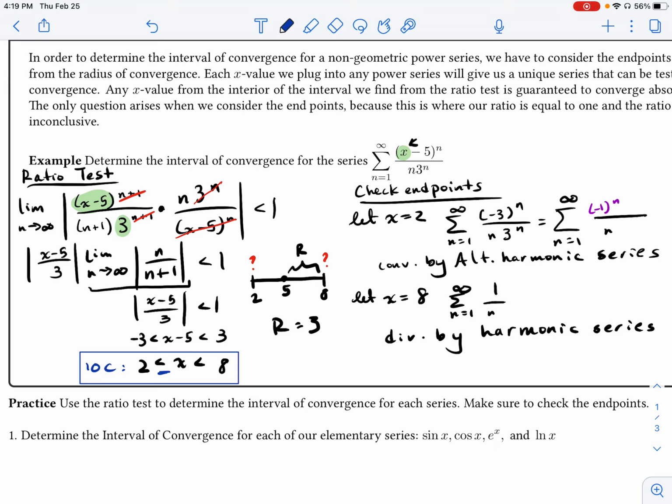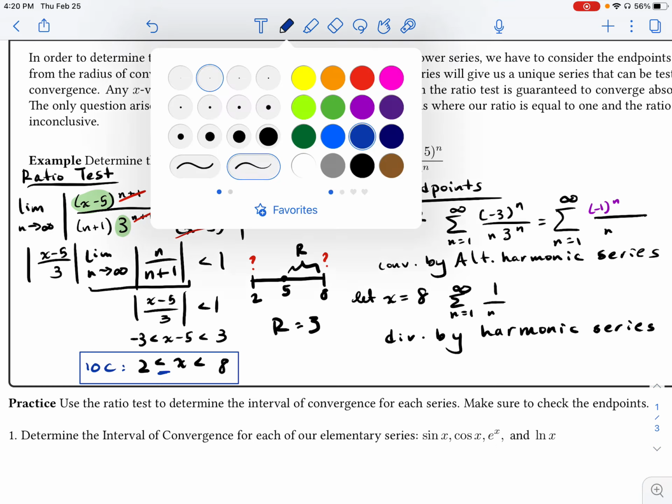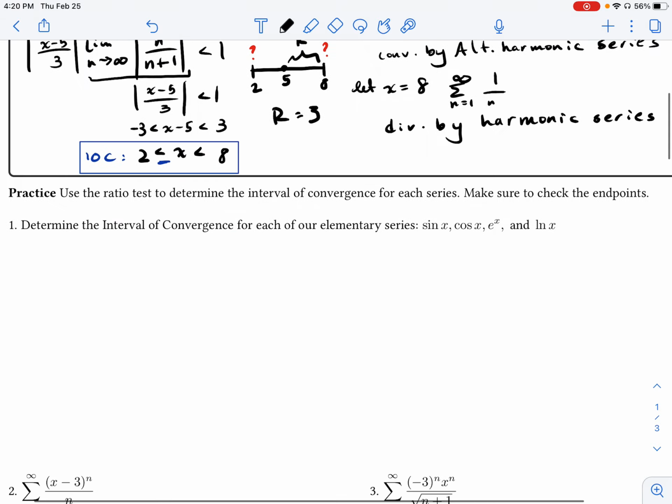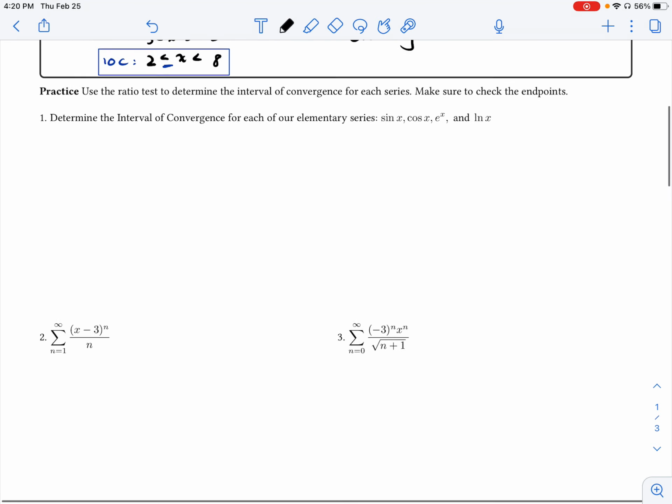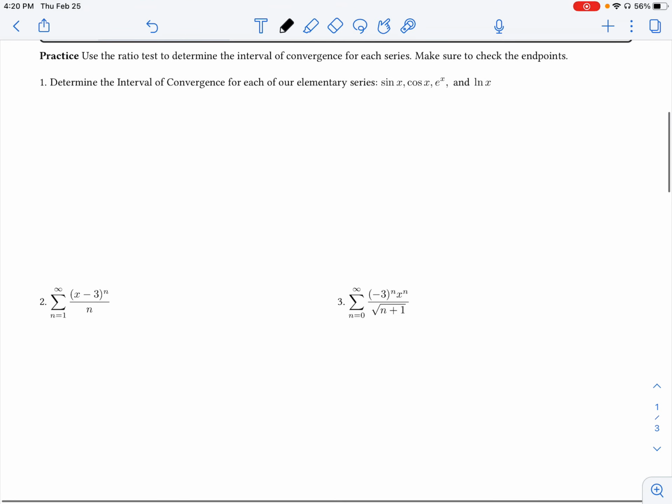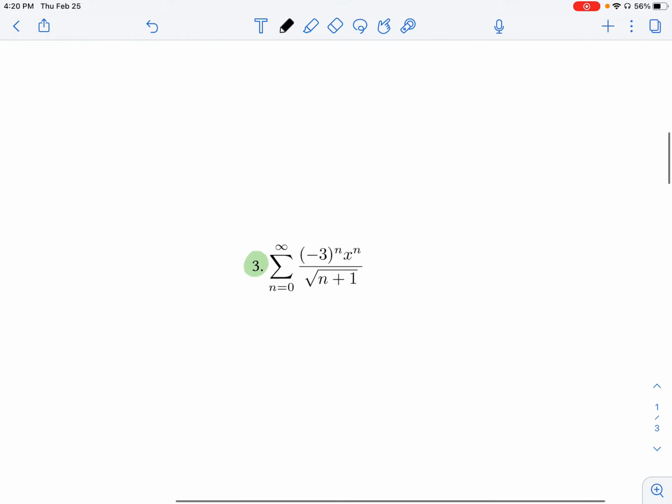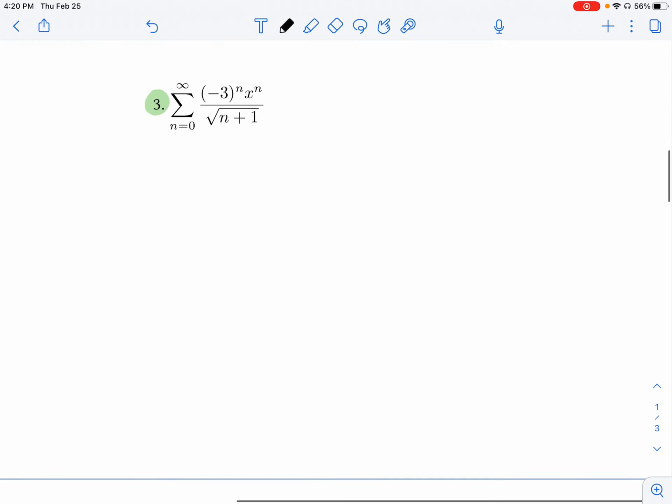I'm going to do one more example with you, one that I think may establish a couple of other different tests. I would encourage you to pause the video, go ahead and try some of our other practice problems, including finding the intervals of convergence for all of these series here. But I want to jump to something like number 3. I think number 3 is a decent example of covering a number of different concepts here, okay?